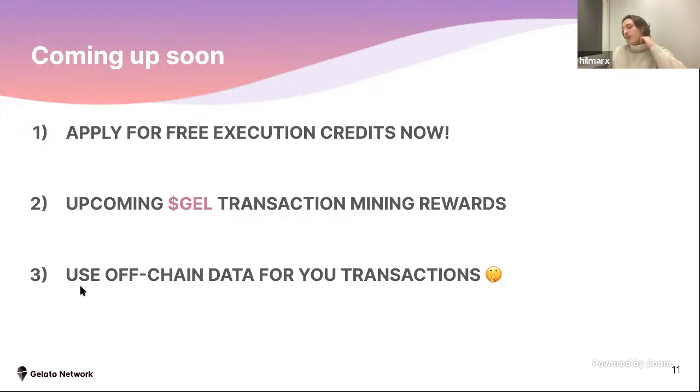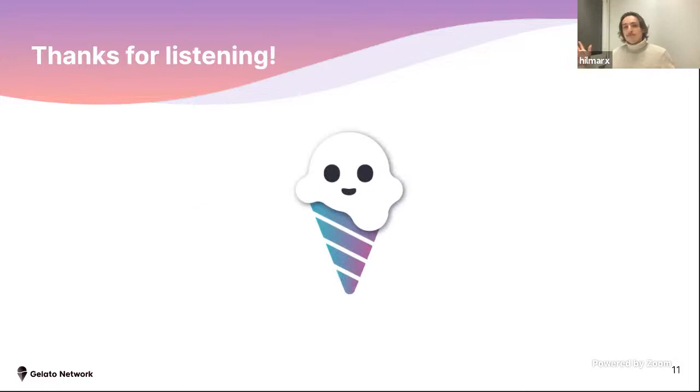And then also you can soon use off-chain data for your transactions. So not only the data returned by the smart contract or by the time, you can also get data from an API or whatever you want, right? So cool stuff coming. But yeah, that's basically it.